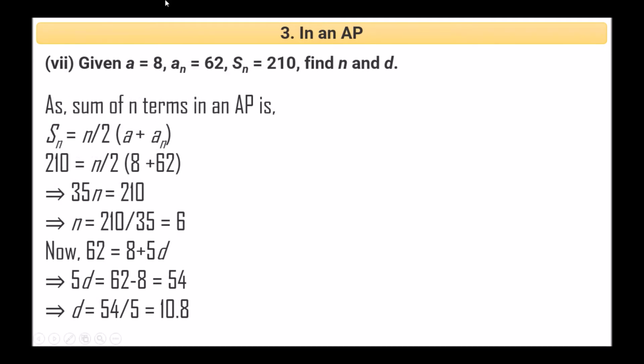Given A equals 8, An equals 62, Sn equals 210. We will find N and D. So we will first put the formula of sum of n terms, that is Sn. So we will get N equals 6. Then 62 equals 8 plus 5D. So D equals 10.8.